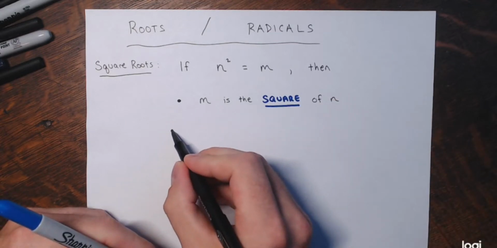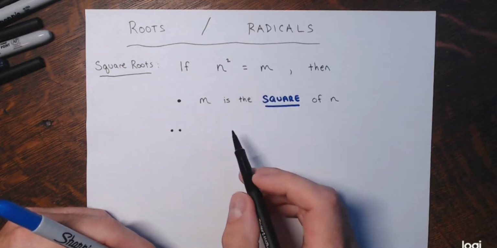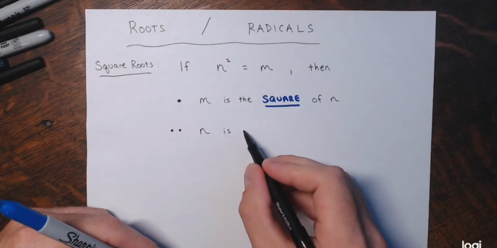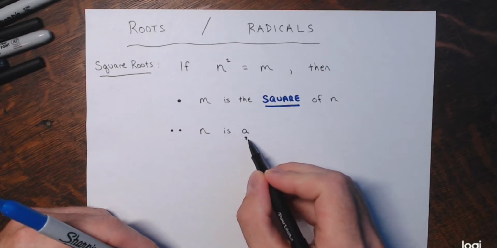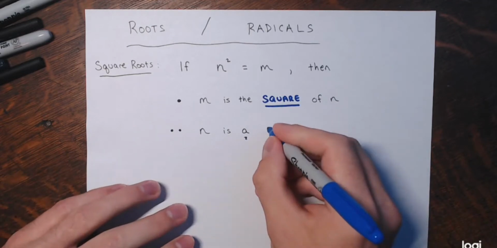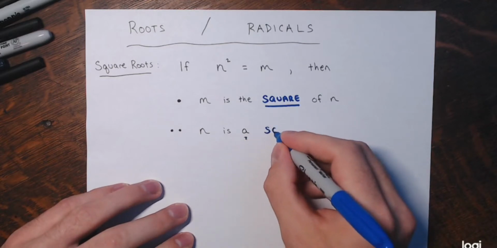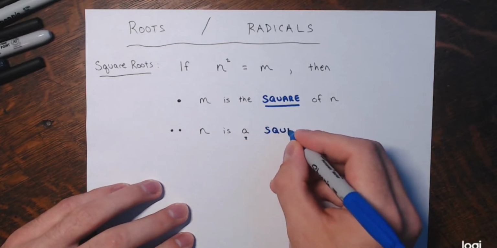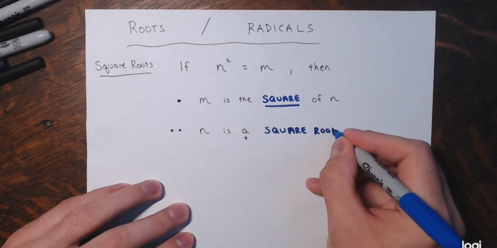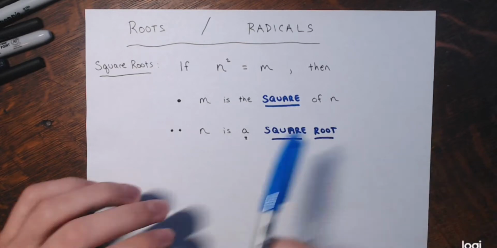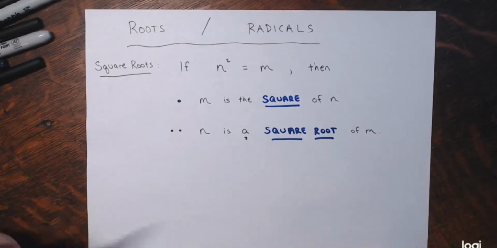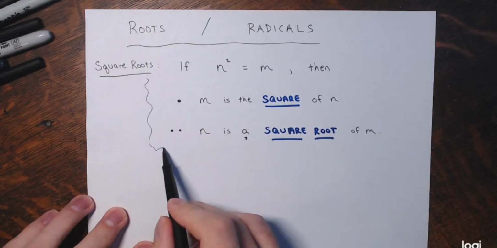Also, another thing we could say from this statement is that n is a square root, not the square root. A square root, and I'll show you what I mean. It's just one of the square roots of m, but it's a square root of m. All right. So for example, let me box this in here.